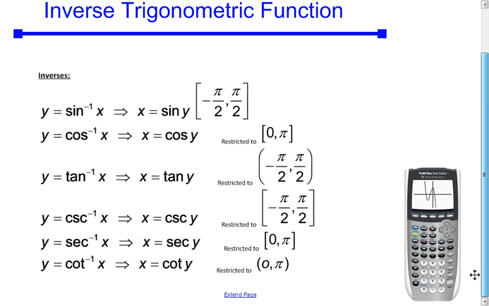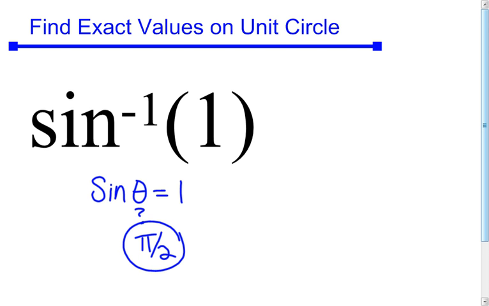If it's brackets, remember that you can include exactly that value. So like with sine, I can include exactly negative pi over 2 and exactly pi over 2. Tangent, because they're in parentheses, I can only be greater than or less than those.